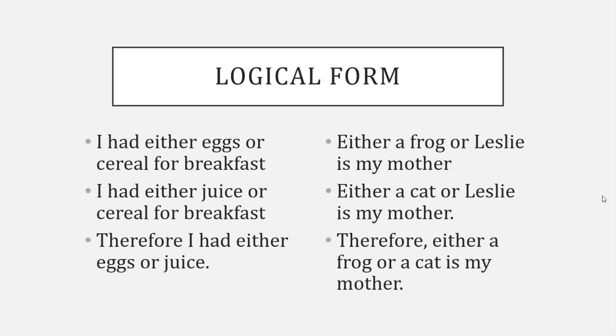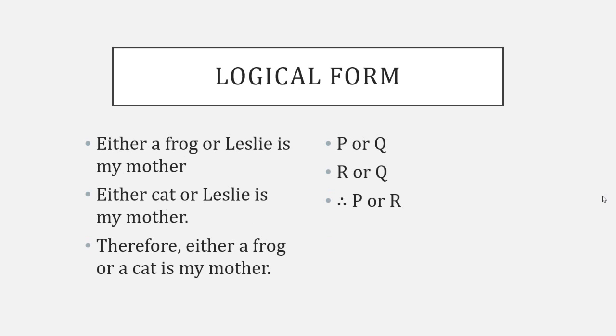Okay. Now, to avoid the tedious work of coming up with weird mom-based analogies, we're going to symbolize our arguments. So here on the right, suppose P is a frog is my mother, Q is Leslie is my mother, and R is a cat is my mother. Okay? So on the right, we've got the basic logical form of the argument. And anything that has that logical form will be an invalid argument. So having shown that one instance of that form is invalid, we can now say anything with that form is invalid. Okay?